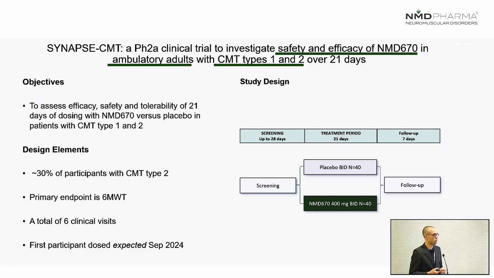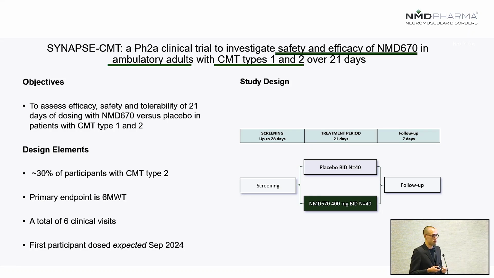This here is showing you the very high-level study design of a phase 2A proof of concept study that is just about to start with NMD670 for the treatment of CMT. The goal of the study is to assess the efficacy, safety, and tolerability of NMD670 given twice daily over a period of 21 days. There will be a screening period of up to 28 days, and then eligible participants will be randomized to receive either a placebo given twice daily or NMD670 400 milligrams given twice daily.